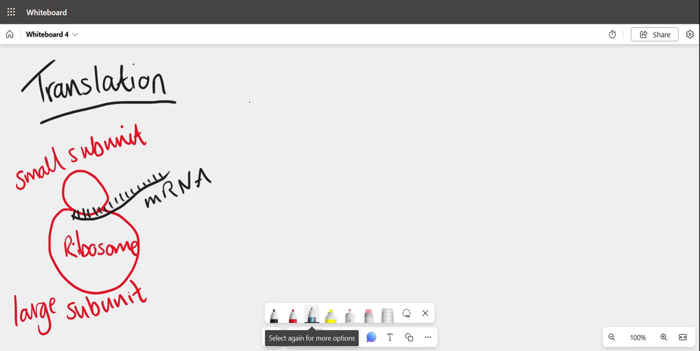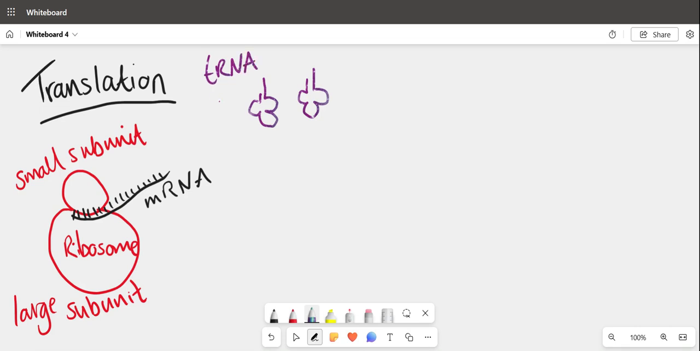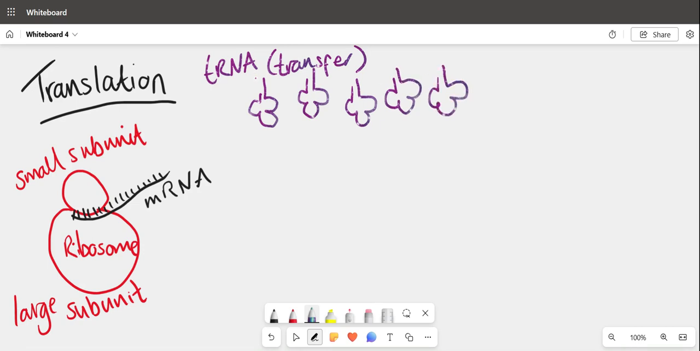Now, in the cytoplasm, we have lots of molecules that look a little bit like three-leaf clovers. And these molecules are called tRNAs. And the T stands for transfer. And what they're going to transfer is amino acids. Now, there's actually 20 different types of tRNA because there's a different tRNA for each amino acid, and there's 20 amino acids. Okay, so sticking onto this end here, attached onto the top end, is an amino acid. Remember, there's 20 types of amino acid, so there's 20 types of these tRNAs.